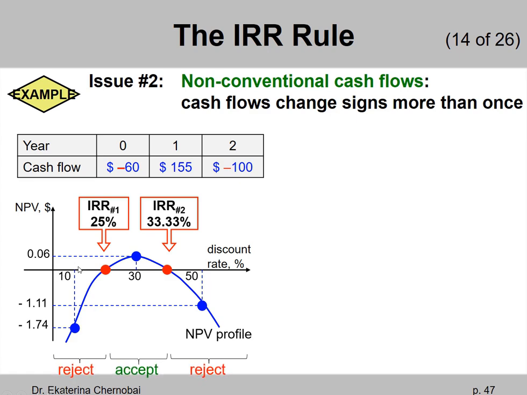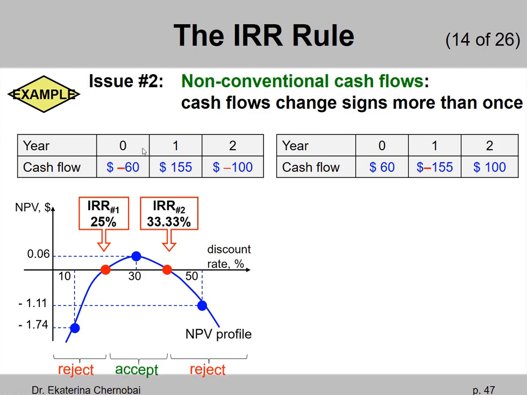And there are two ranges of the discount rate for which the project should be rejected. That's if the required return is below the first IRR, so less than 25%, or if the required return is greater than the second IRR, greater than 33.33%. So again, the traditional IRR rule does not work at all. It's something a lot more complicated. So the entire rule has to be rewritten.